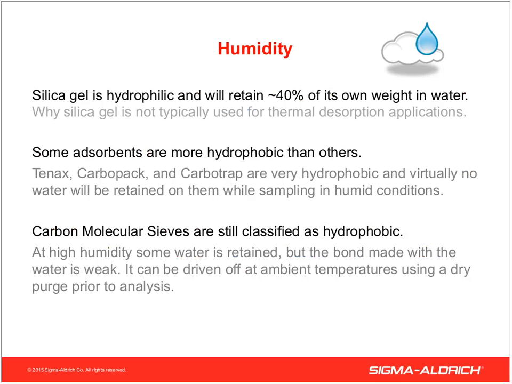So, for example, silica gel is hydrophilic, and that's why we don't use it for thermal desorption, because it'll retain 40% of its own weight in water. Some adsorbents are more hydrophobic than others. 10X, Carbopacks, and Carbotraps are very hydrophobic, and virtually no water will be retained in them when sampling in humid conditions. Carbon molecular sieves are still classified as hydrophobic, but at high humidity levels, some water is retained. But the bond made with the water is weak, and it can be driven off at ambient temperatures using a dry purge prior to analysis.